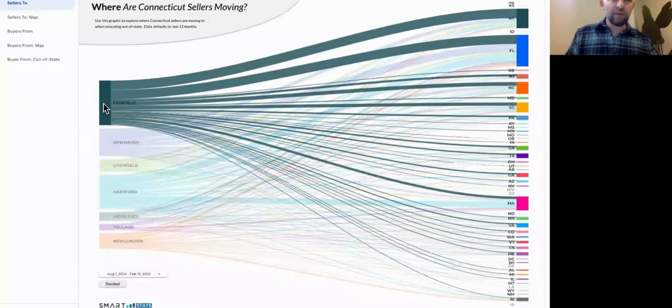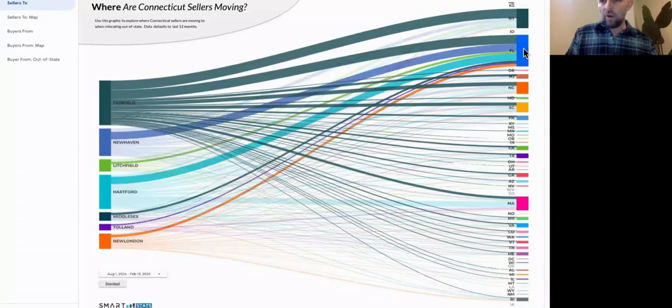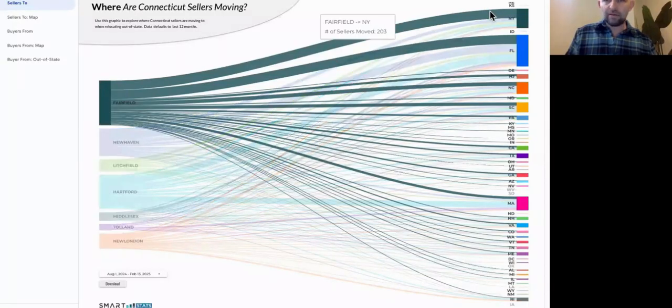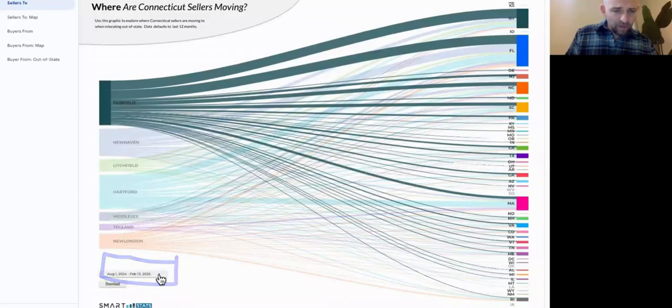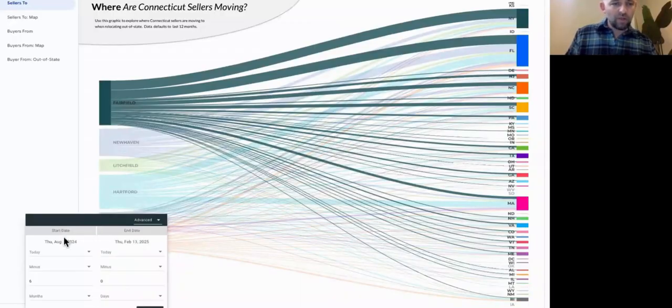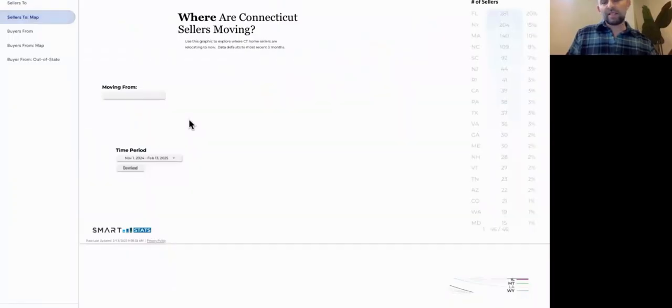So right now, Fairfield sellers are typically moving to either Florida or New York at a very big pace. We had 203 sales doing the New York move in the last, what is that, 6 months? So you can set your time period to whatever you want right here, and we can tell you where everybody's been moving. You can look at that in terms of a state map.